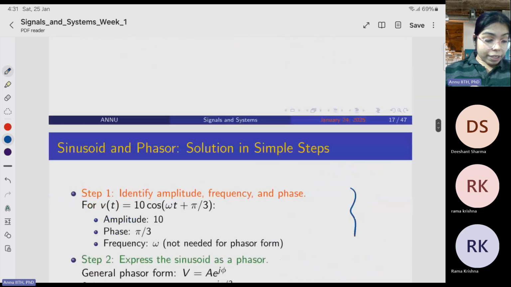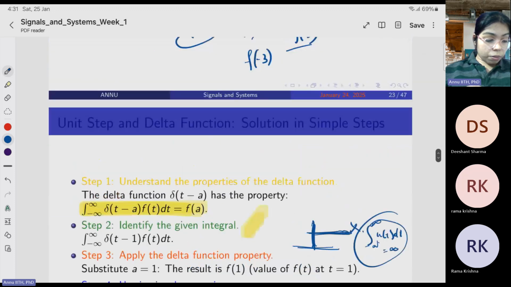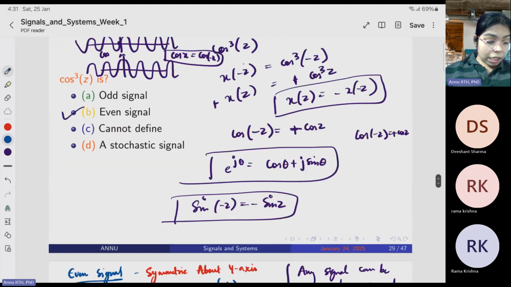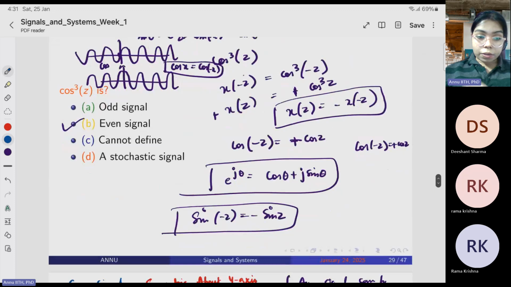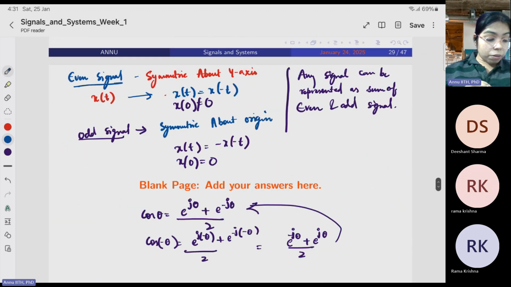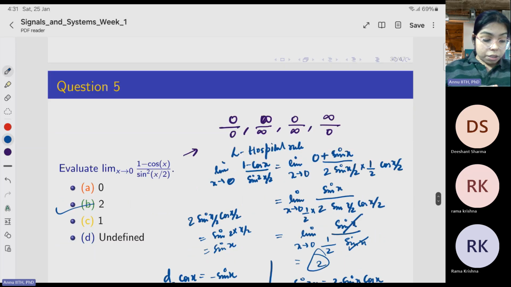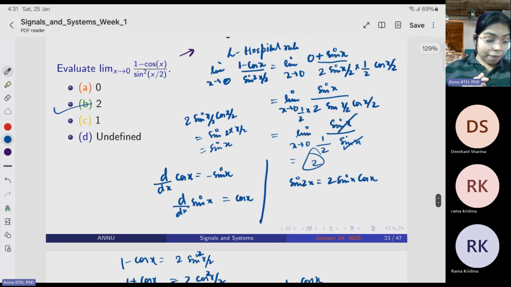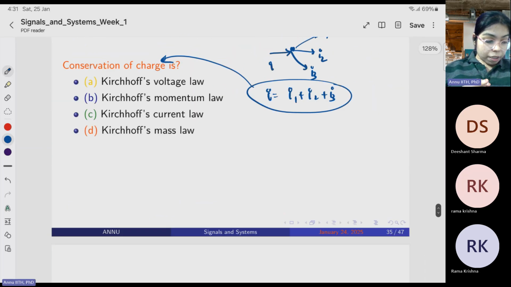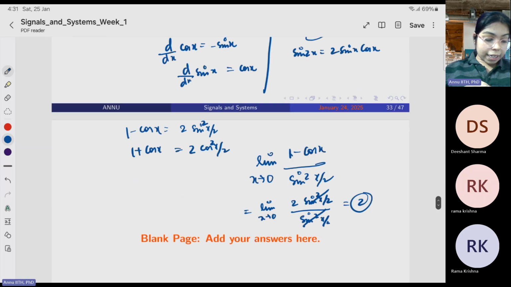And if we say some keynotes or conclusion points, the first conclusion point was even and odd signals: any signal can be represented as a sum of even and odd parts. The second was that in order to calculate the derivation, differentiation or integration, you need to first simplify it, then calculate, because otherwise it will be very difficult. And the third point was the limit. You have to apply L'Hospital's rule as we have applied. Either way you can go through; the second way also you can go.